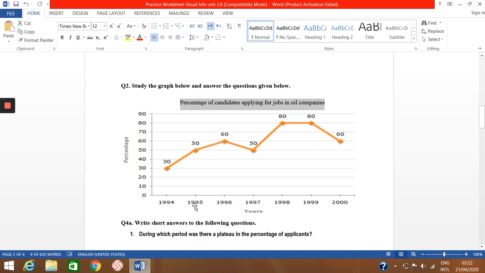So you could continue saying, this line graph shows the percentage of candidates applying for jobs in oil companies over, for example, a 7-year period. A 7-year period. This is one period: 1, 2, 3, 4, 5, 6, 7.